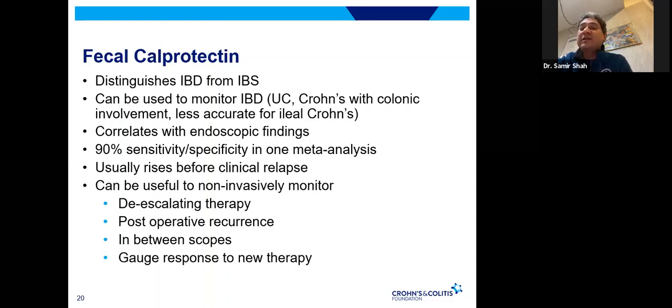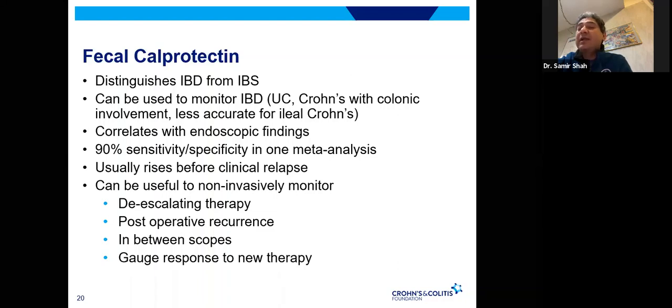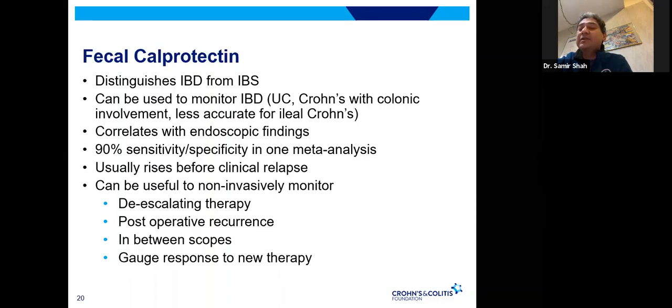So for whatever reason, if we stop a medicine and somebody's feeling well, we can use this to predict before they're going to relapse. It usually starts to go up about 3 months before. And so it can be useful in de-escalating therapy, in predicting post-op recurrence, in between scopes, and to gauge response to new therapy. Next slide.